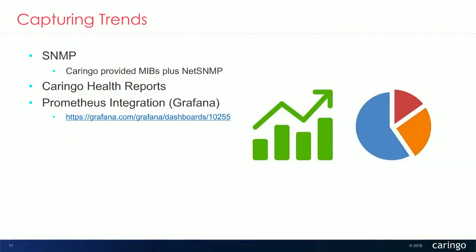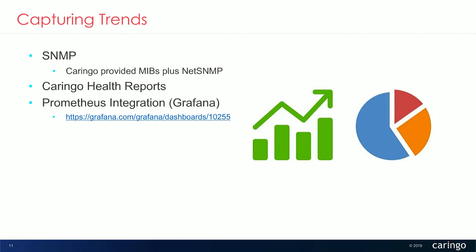Okay. And speaking of, here's the slide where we would talk about it. We do provide various mechanisms for capturing trends within the Swarm solution. Good old SNMP. People may not think too much about SNMP nowadays, but it's been around a long time. And over the years, we have provided Caringo-specific MIBs, plus we also support the generic Linux net-SNMP implementation for being able to monitor and trend the operation of a cluster over time. And you can take those MIBs and integrate them with your in-house network management system, and you can monitor things that way.